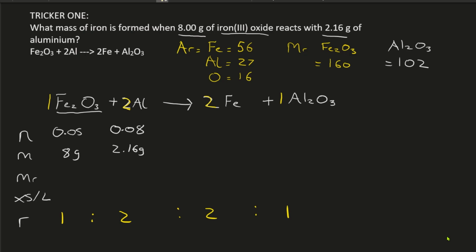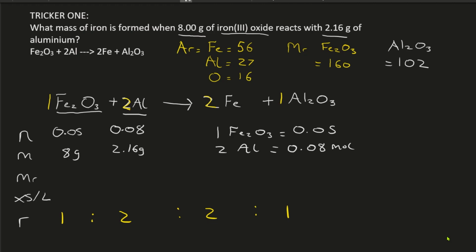And now it's asking us to work out, once we've found the number of moles for both of those, we've got an interesting situation here because we need to know what's excess and what's limiting. But be careful, because this time we've got 1 mole of iron oxide, so 1 mole of Fe2O3 equals 0.05. Okay, but 2 moles of aluminium equals 0.08 moles.